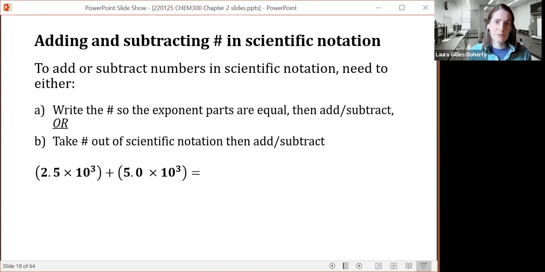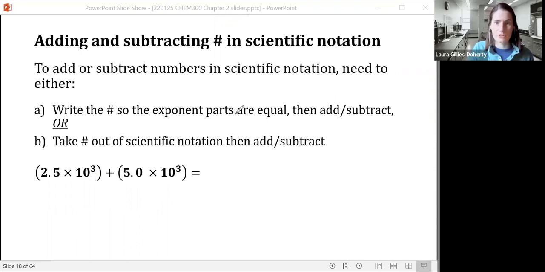Okay, so we're going to have to be adding and subtracting numbers that are in scientific notation. When you add or subtract numbers in scientific notation, you need to do one of the following two things. You either have to write the numbers so that the exponent parts are equal, so they both have the same exponent, like here, they're both 10 to the 3rd, and then you can just add and subtract them. Or if the exponent parts are different, you can either take them out of scientific notation and add and subtract them, or you can shift the decimal point to make the exponents equal. And we'll do that on the next example.